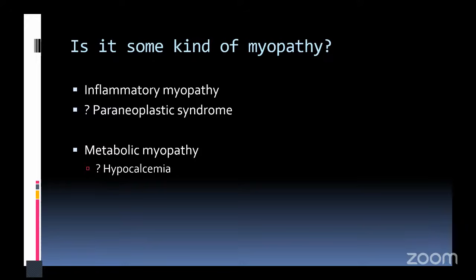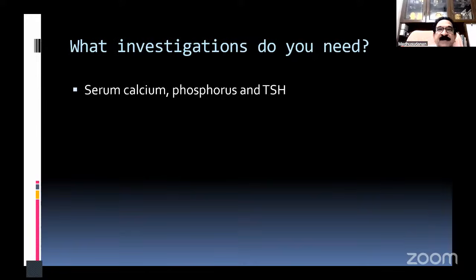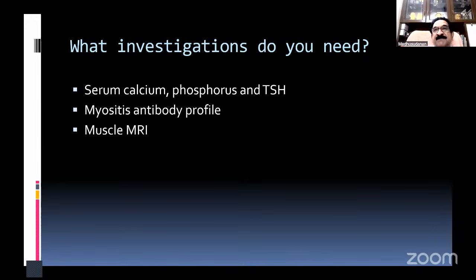Autoimmune myositis panel. Then I said serum calcium, common things first. Serum calcium, phosphorus, and TSH were sent because I wanted to rule out hypocalcemia, and myositis antibody profile and muscle MRI. These are the 3 things I planned. And FDG PET also.